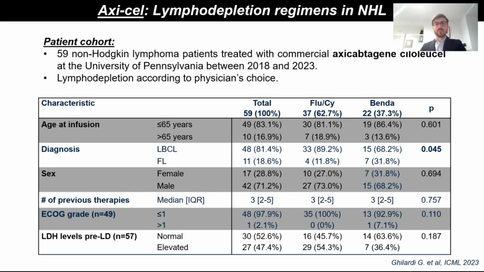So the next step was to analyze a product that has been shown to have more toxicities, in particular CRS and ICANS, and this is axi-cel. Axi-cel is a CD28 co-stimulated product, and in this case there were about 60 patients with large cell lymphoma or follicular lymphoma. As you can see, these are the two groups. They are overall comparable for the clinical variables that have been associated with outcomes after CAR T-cell therapy.